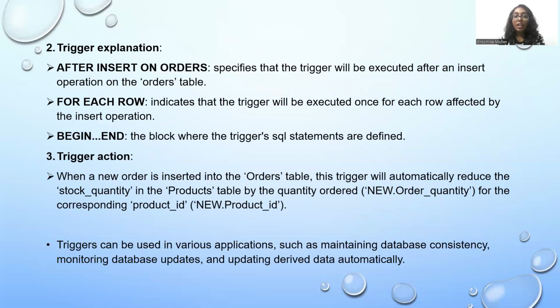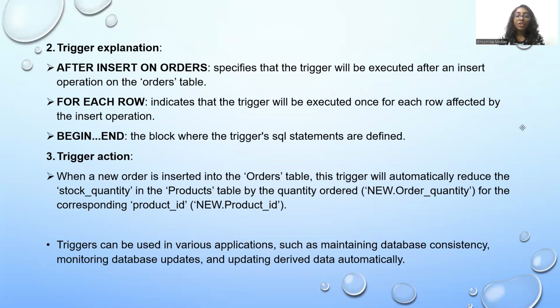Trigger explanation. AFTER INSERT ON orders specifies that the trigger will be executed after an insert operation on the orders table. FOR EACH ROW indicates that the trigger will be executed once for each row affected by the insert operation. BEGIN to END is the block where the trigger's SQL statements are defined.